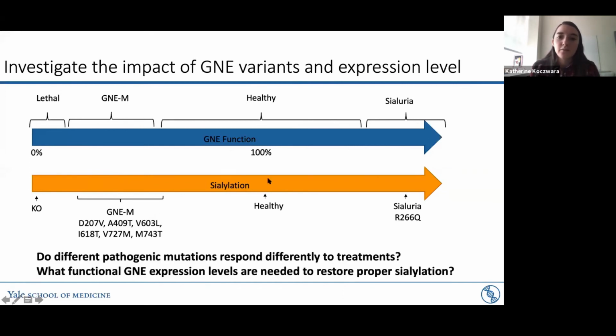And this would allow us to answer or gain insight into two very important questions for therapy or treatment development. Namely, do different pathogenic mutations respond differently to treatments? And also, what functional GNE expression levels are needed to restore proper sialylation? Both of these things would be really crucial as we move towards developing a treatment or therapy.